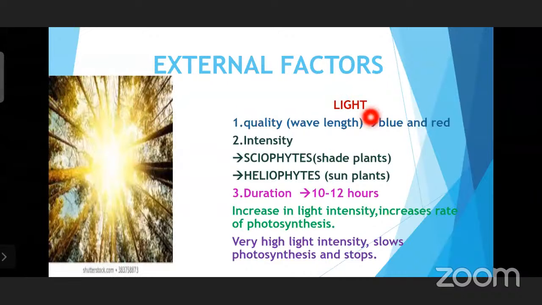Among external factors, light is very important, and you know the quality, red and blue light, is very important. Some plants grow in shade and some in sun. But overall, a duration of 10 to 12 hours of sunlight must be available for growth. An increase in light intensity increases the rate of photosynthesis, but very high light intensity will slow down photosynthesis.